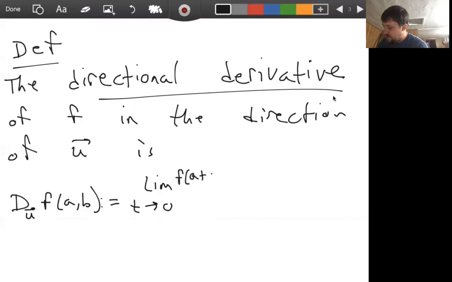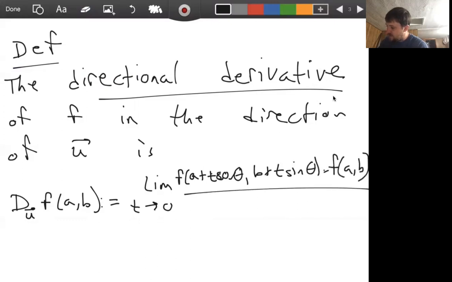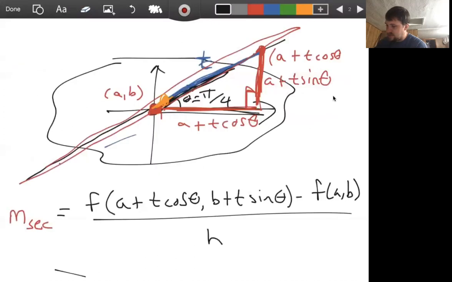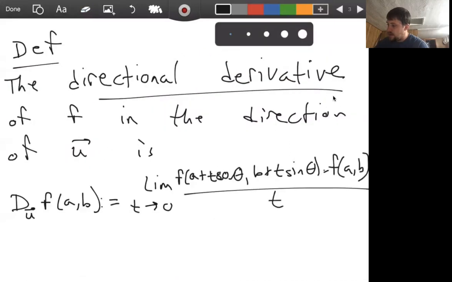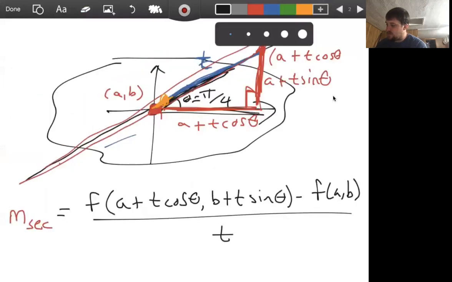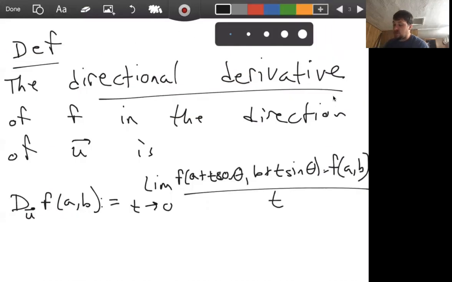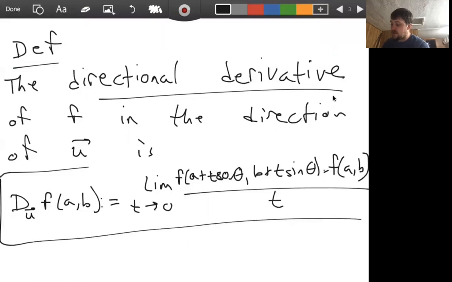f of a plus t cosine theta, comma b plus t sine theta, minus f of a, b, all over t. And I said h here, which is, I want t. I think I was thinking about using h when we define partial derivatives. But just for now, I'll use t. And so this is the limit definition of a directional derivative.